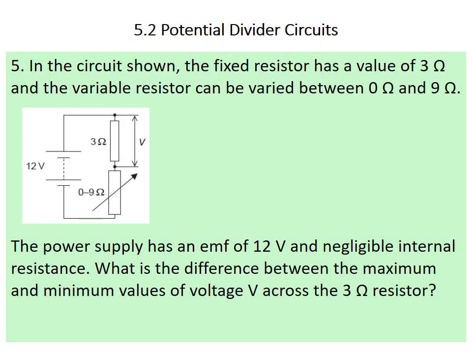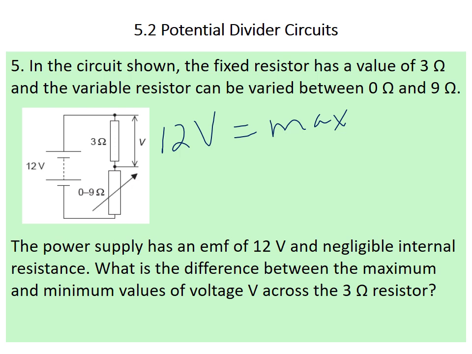In the circuit shown, the fixed resistor has a value of 3 ohms, and the variable resistor can be varied between 0 ohms and 9 ohms. The power supply has an EMF of 12 volts and negligible internal resistance. What is the difference between the maximum and minimum values of voltage across the 3 ohm resistor? So I would start by figuring out what would be the maximum voltage. The maximum voltage would be where the variable resistor has no ohms. So the voltage dissipated across the 3 ohm resistor would be the entire 12 volts. This would be the maximum.